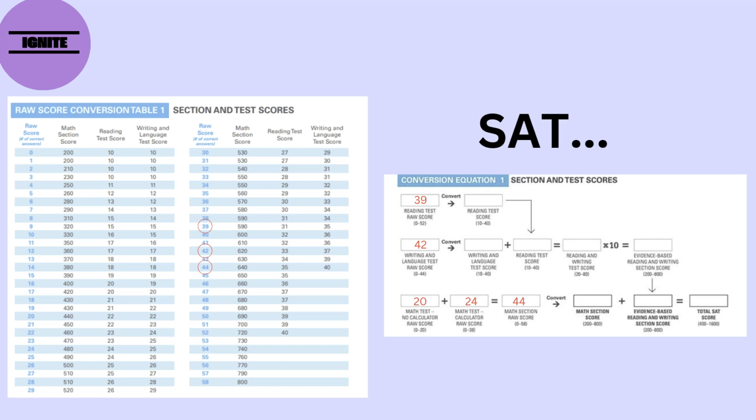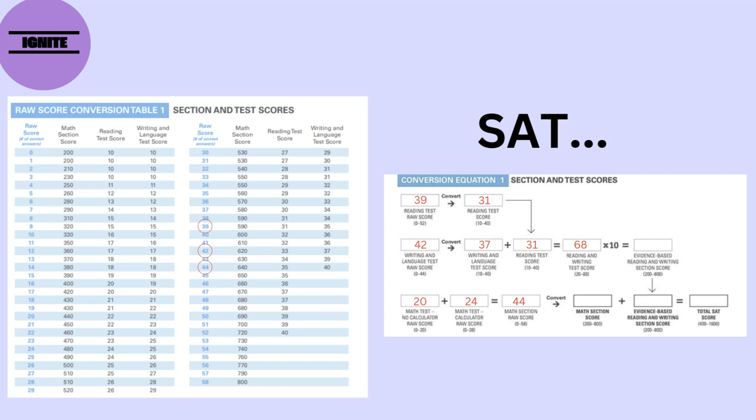Now, the reading test raw score and the writing test raw score are inputted, and we can use any variation of the no calculator and calculator raw scores to get the math raw score. Now, if we look a little bit to the right, we can see what this actual conversion would be.